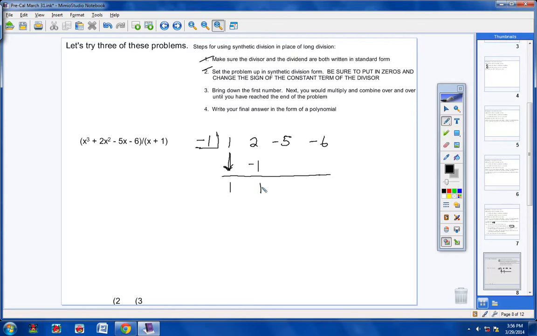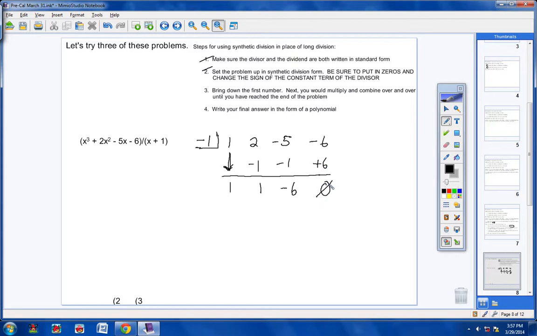Now we multiply and combine again. So now we take this number times this number. -1 times 1 would be -1. And then we combine these two numbers. If you combine -5 and -1, you get a -6. Now we do it again. We multiply and combine. So we take this times this. -1 times -6 would give you a +6. Combine those and you get a 0.